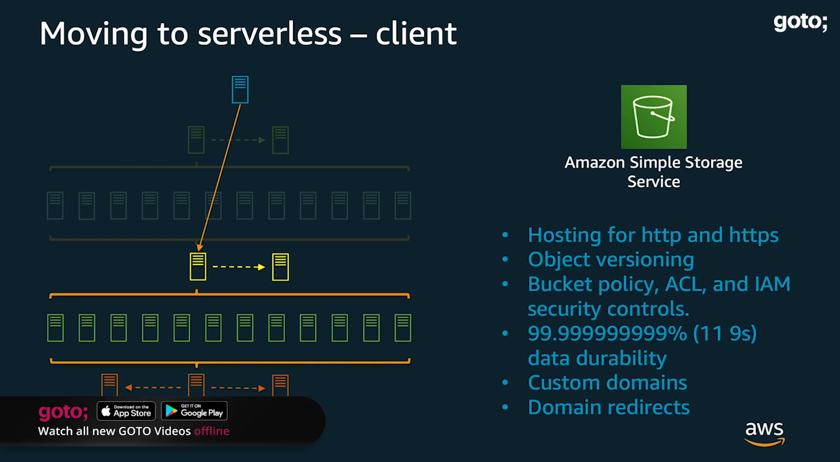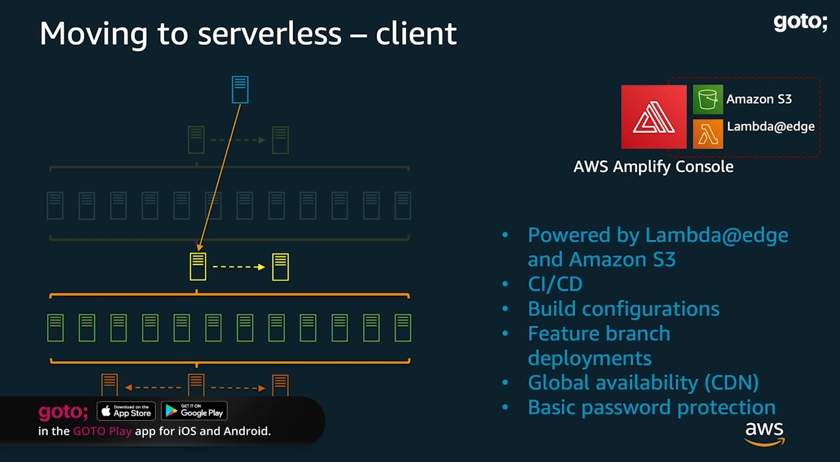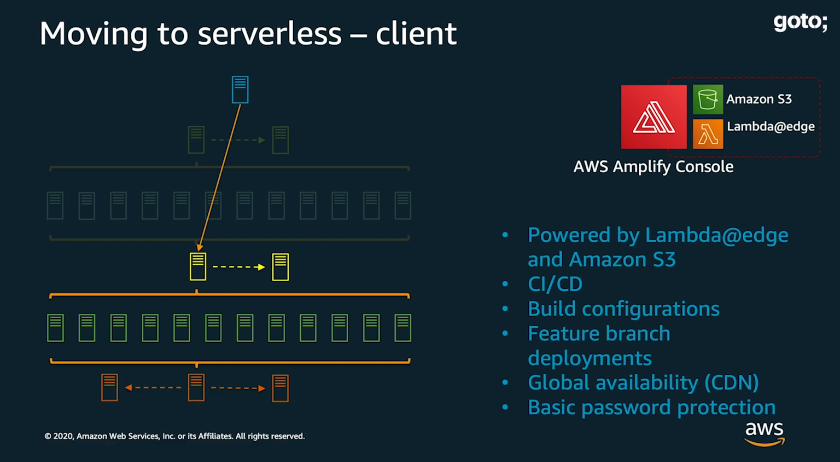But one of the cool things is we now have a new service that's called Amplify Console. Okay, and it actually has S3 behind it, and it also uses Lambda@Edge, which is an edge-based compute, to do a lot of stuff for you. We can do rewrites, we can do global availability through CDN, we can do basic password protection, all kinds of things like that, and it automatically gives you CI/CD, which is continuous integration, continuous delivery. So if we think about that, we can pop that right out, and we can take our client and drop it right into Amplify Console.